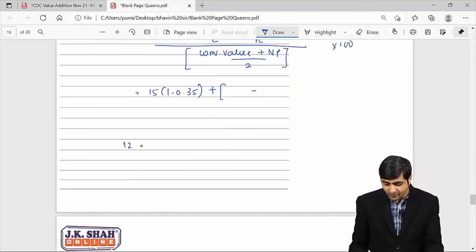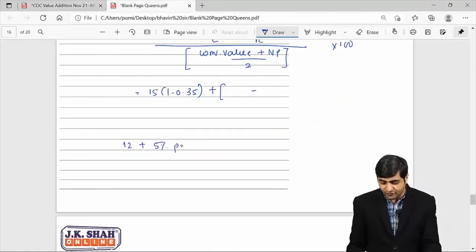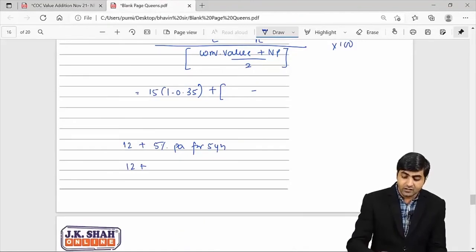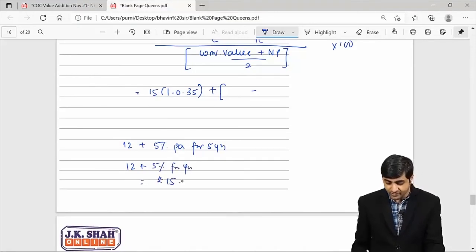And guys, this 12 will grow at the rate of 5% for the period of 5 years. So the 5% growth rate is given to you for the period of 5 years. So this 12, let us add 5% for 5 years. 1, 2, 3, 4 and 5. So the price here after 5 years will now become rupees 15.32.